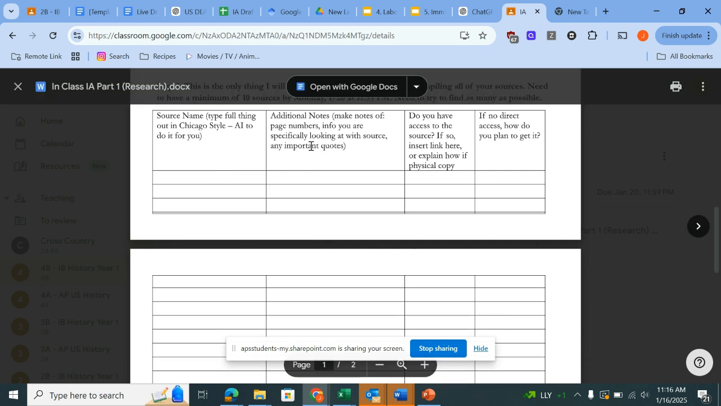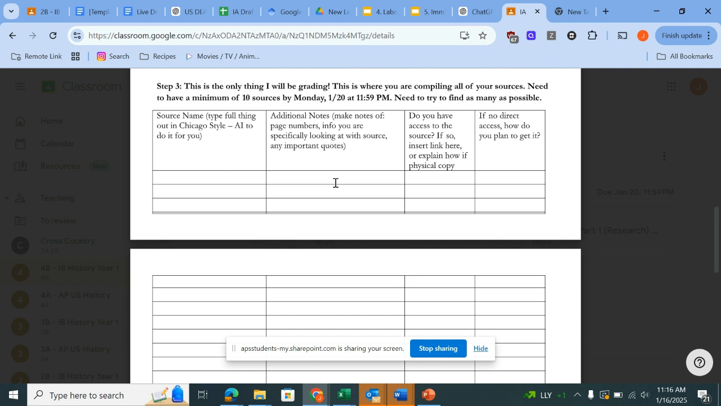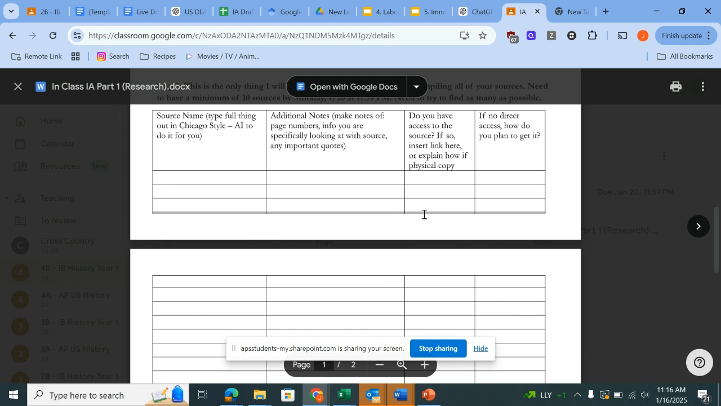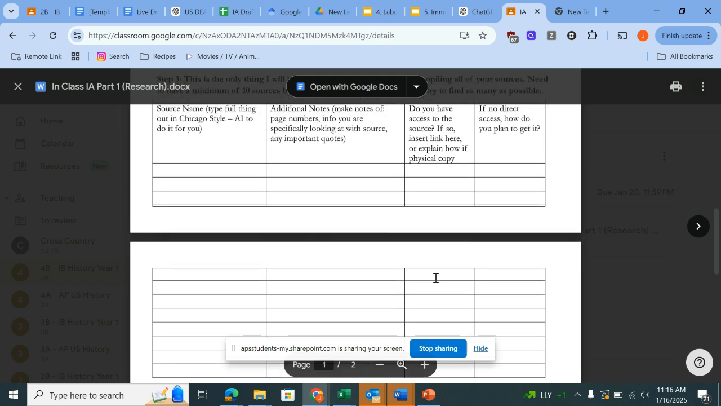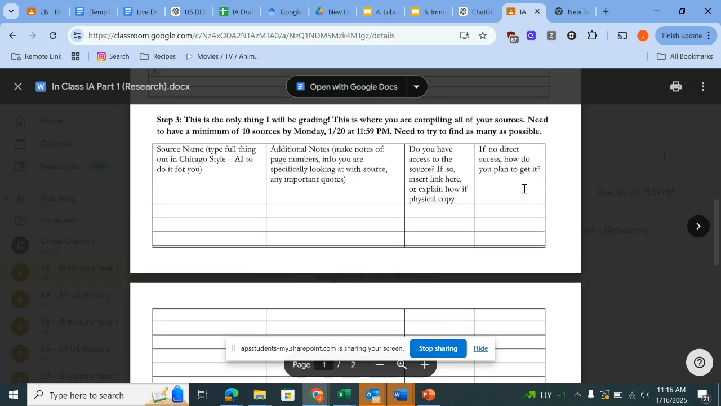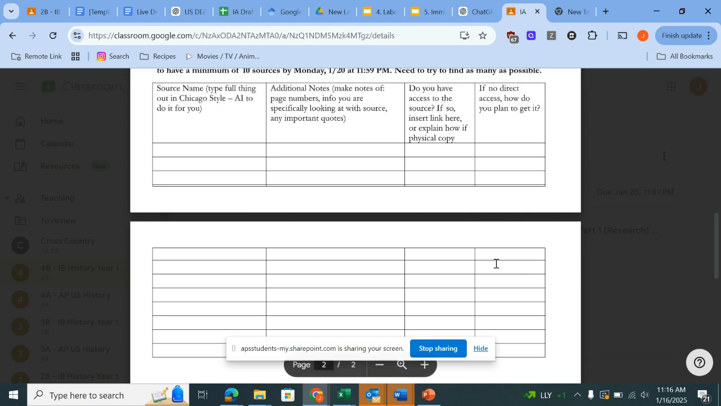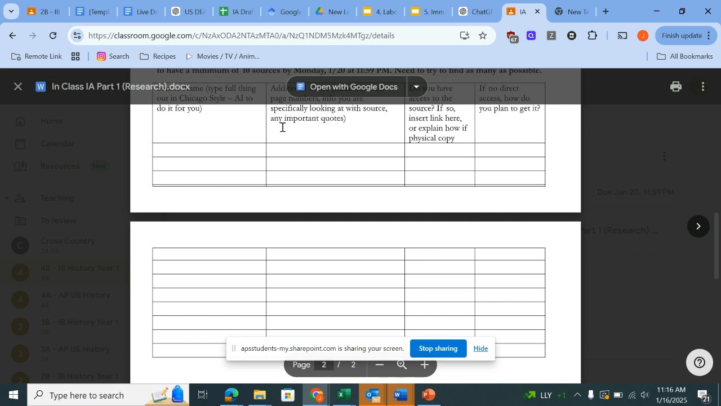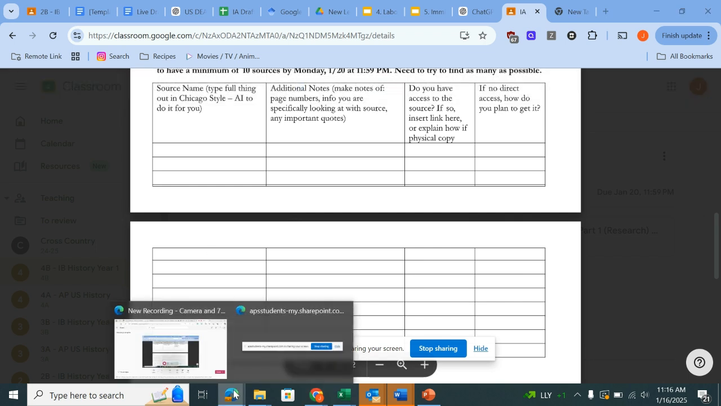You can start to make additional notes about page numbers that you're looking at, specific information that these documents have, things like that. If you have a link for it or a physical copy, you want to write that here. And if you don't, we need to try to figure out how many links we have and which ones we don't, so we can start to brainstorm that next week. And that is it. If you have questions, let me know.